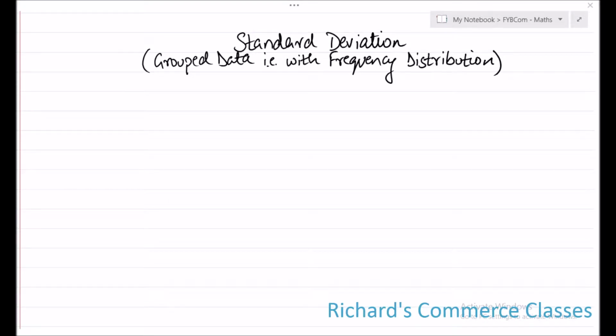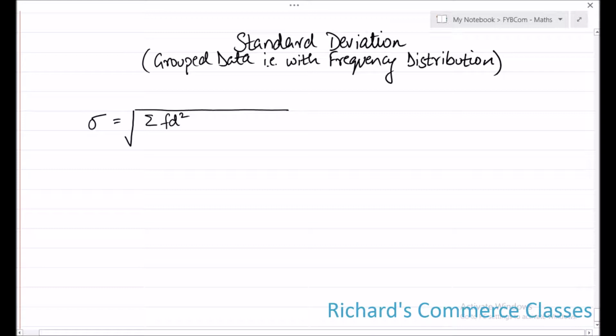Let us see how to calculate standard deviation for a group data, that is, when there is a frequency distribution table. Now the formula for standard deviation for a group data is given by sigma, which is equal to square root of summation fd square divided by n minus summation fd divided by n the whole square.